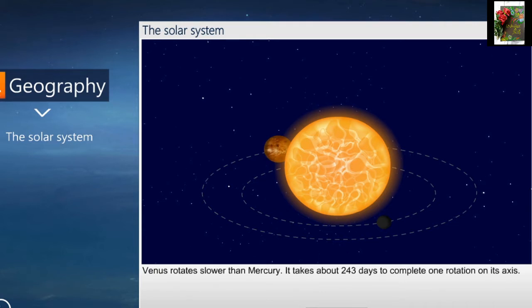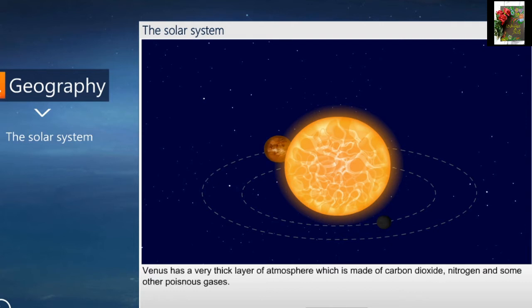Venus rotates slower than Mercury. It takes about 243 days to complete one rotation on its axis. Venus has a very thick layer of atmosphere, which is made of carbon dioxide, nitrogen, and some other poisonous gases. This layer of atmosphere maintains a high pressure on the planet and traps the Sun's heat.